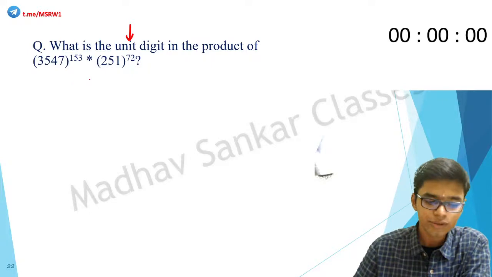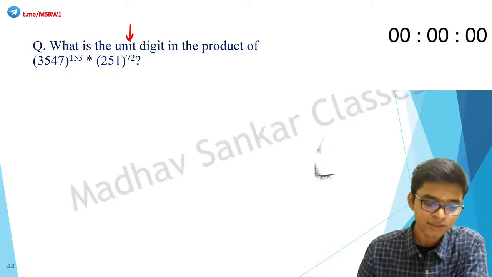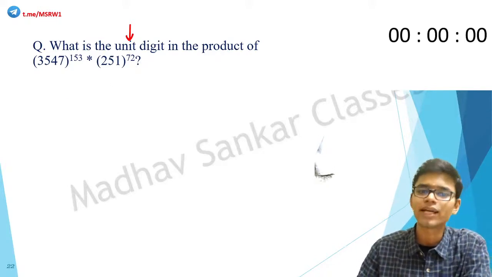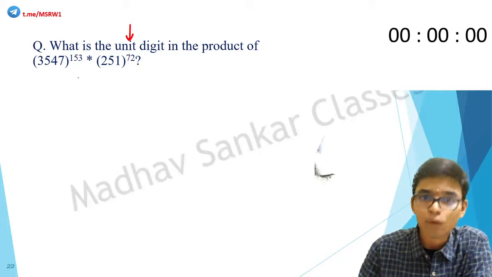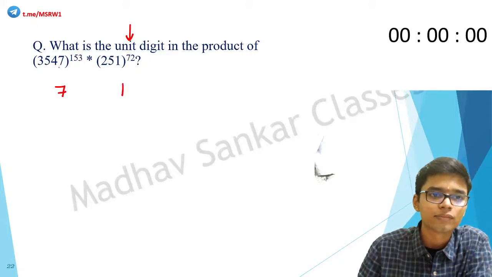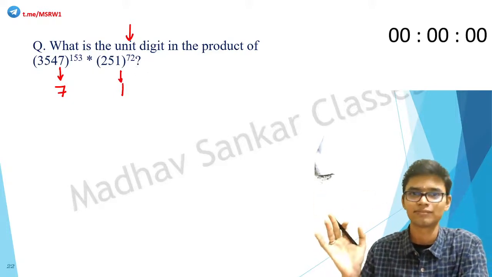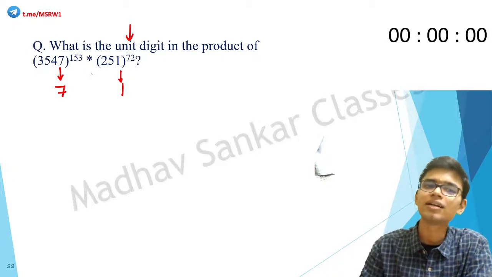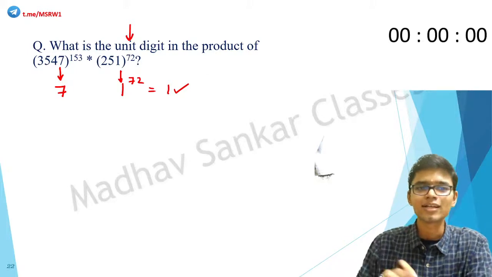Okay, time's up. So how do you do this? When you look at this, it's a very complicated question with huge powers and all. But the idea is very simple. You have to find out the unit digit. So first of all, take the unit digit in both these numbers: here you have 7 and here you have 1. 1 to the power 100, 1 to the power a zillion, is still 1. So 1 to the power 72 is 1 only. Done, no questions there.